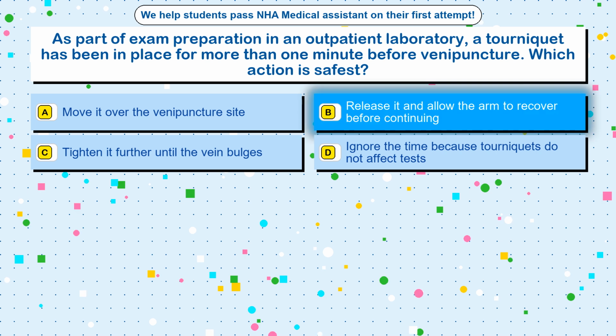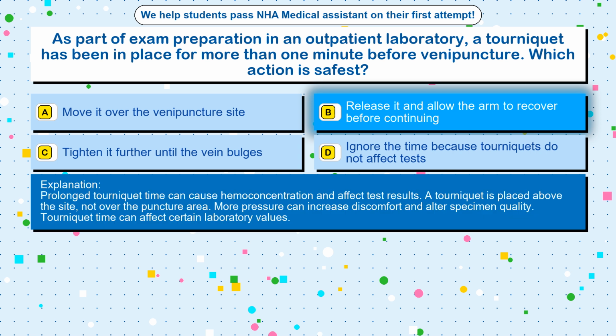The correct answer is option B, release it and allow the arm to recover before continuing. Prolonged tourniquet time can cause hemoconcentration and affect test results. A tourniquet is placed above the site, not over the puncture area. More pressure can increase discomfort and alter specimen quality. Tourniquet time can affect certain laboratory values.